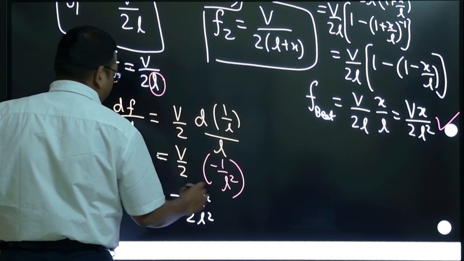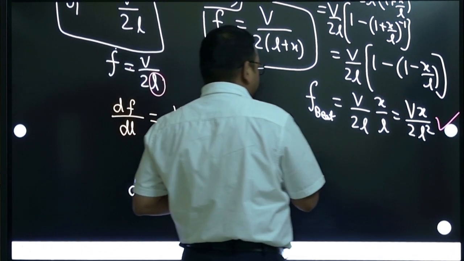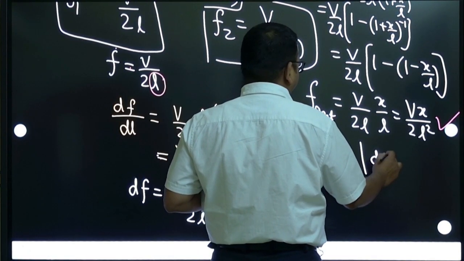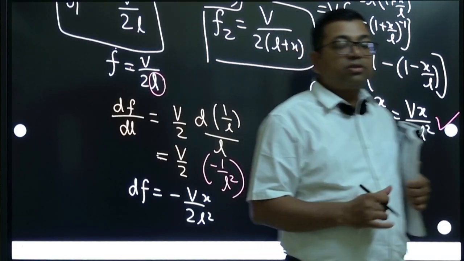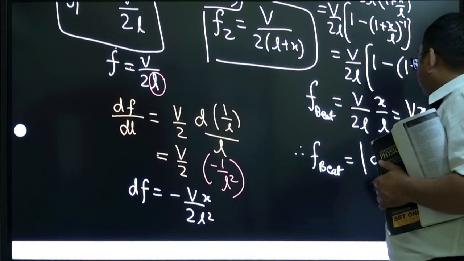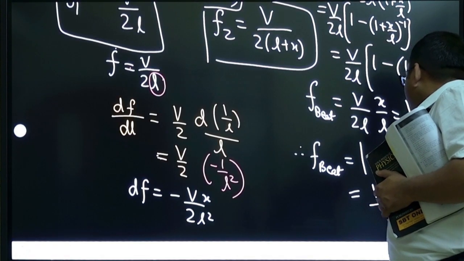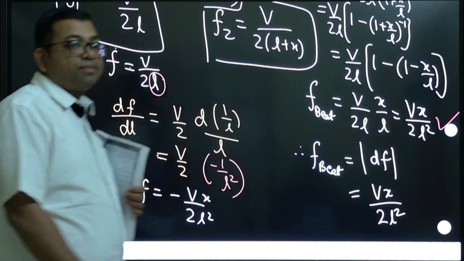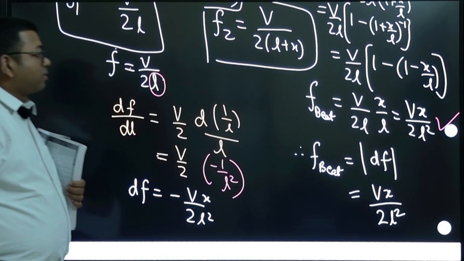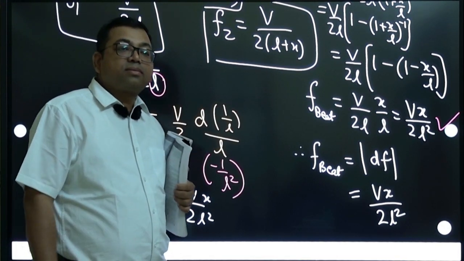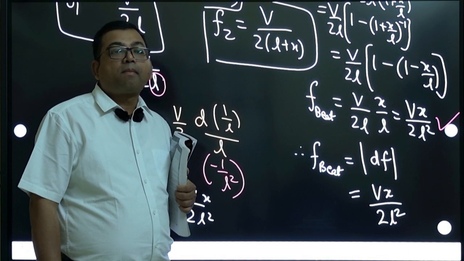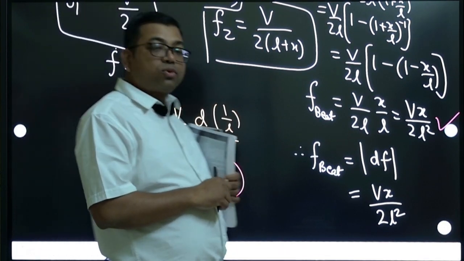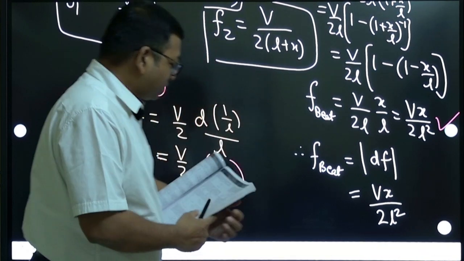So now df I can write as minus v by 2l square into x. Anyway, what is beat frequency? Beat frequency is nothing but the magnitude of this df. When you take the magnitude, you get the answer Vx by 2L square. This is another shortcut to solve this. Are you clear about this? So there will always be some shortcut in some questions, and you can save your time. Let us go to the next.